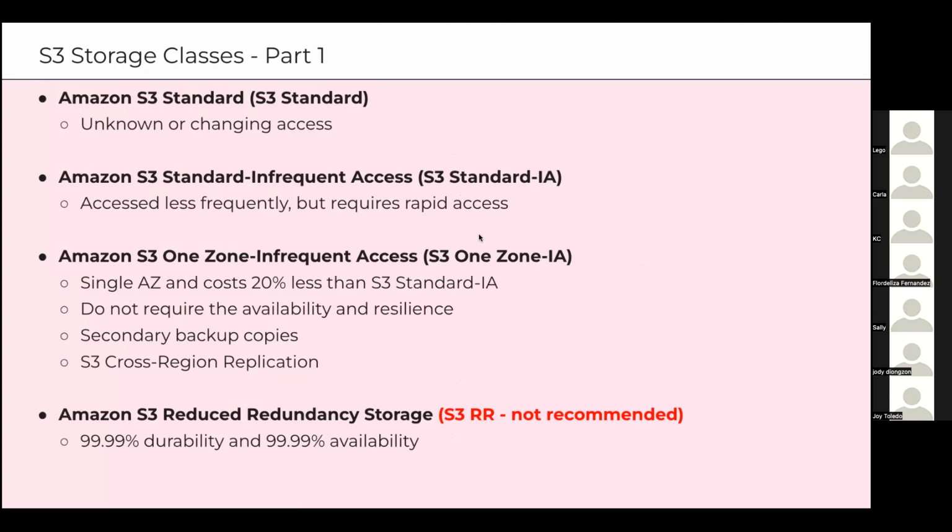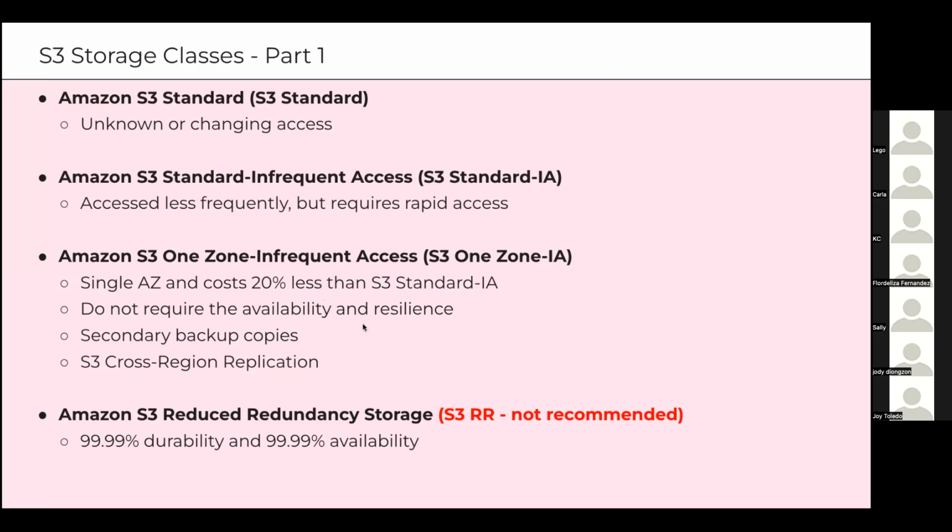So storage classes in S3, we have our standard for unknown or changing access. S3 standard infrequent access. So these are access less frequently but requires rapid access. So hindi mo masyadong ginagamit, pero once you need it, you can immediately read it. Okay. S3 one zone, infrequent access. Okay, so basically you decide that I just want this one zone. Okay, where you don't require availability or resilience as much. Use cases are secondary backups or, for example, S3 cross-region replications. Because anyway, you already have a standard or infrequent in another region, so you're okay with this one to be secondary.